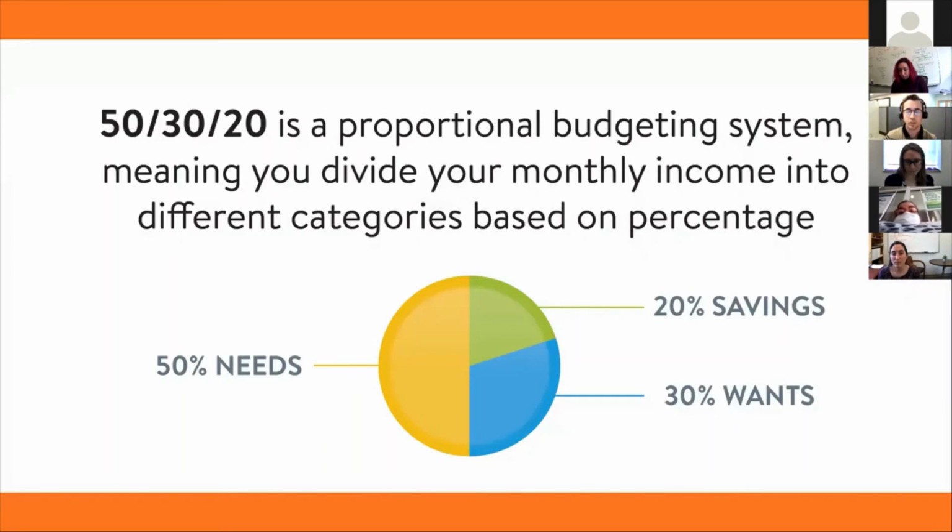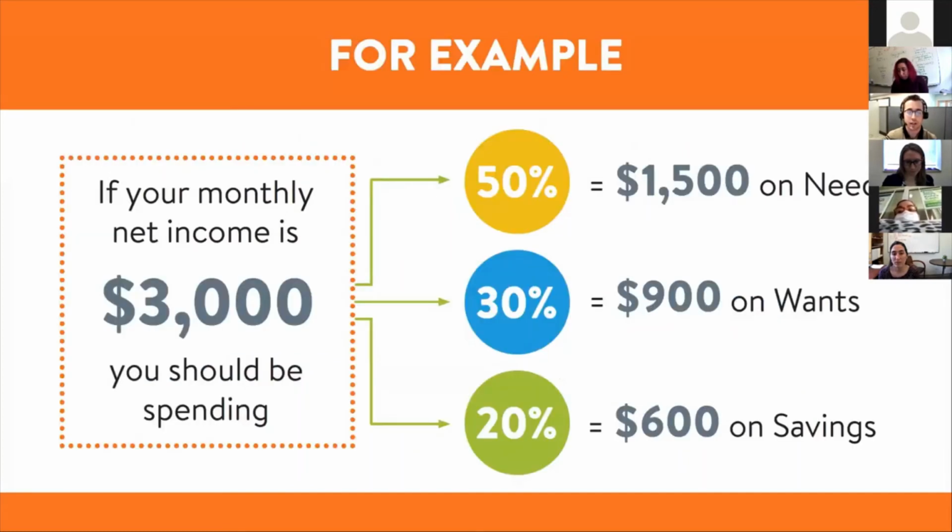So from there, you can really break down each category into percentages. So for example, if your monthly net income is $3,000, you can divide your needs into 50%, which turns out to be $1,500 of your monthly net income spent on your needs. Your wants, on the other hand, is going to receive 30%, or $900, and your savings, lastly, is going to receive 20%, or $600.